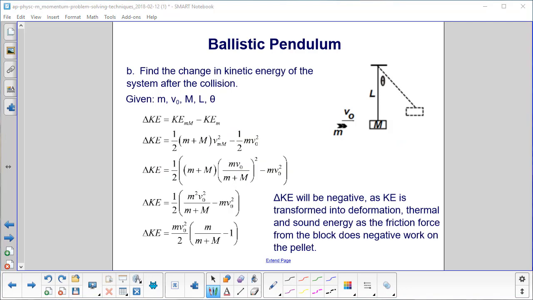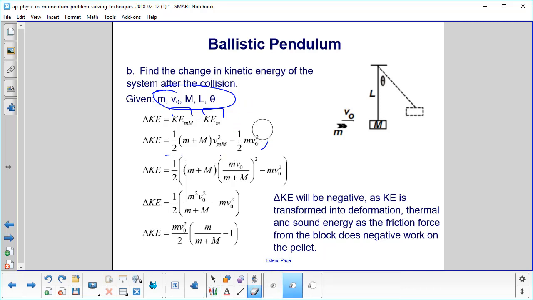Find the change in kinetic energy of the system after the collision. So our change in kinetic energy will be the kinetic energy of the pellet block system minus the kinetic energy of the pellet by itself. So here's our combined system. You can see the two masses. And right here, that's just our pellet in the beginning. Now, our answers have to be in terms of these guys up here and also g. So we can't leave that v_(m+M) right there. Okay, so let me just erase this.